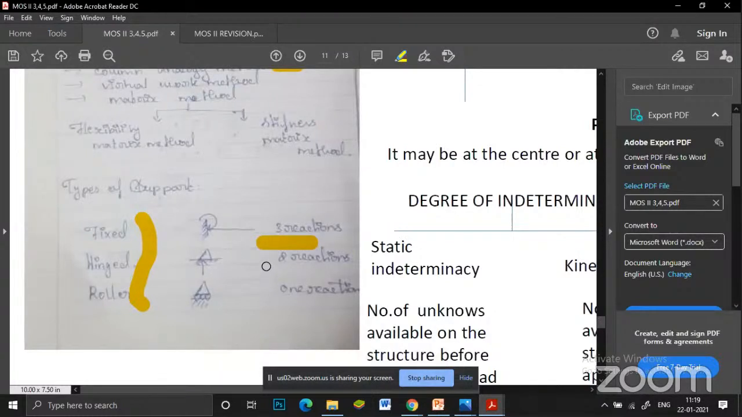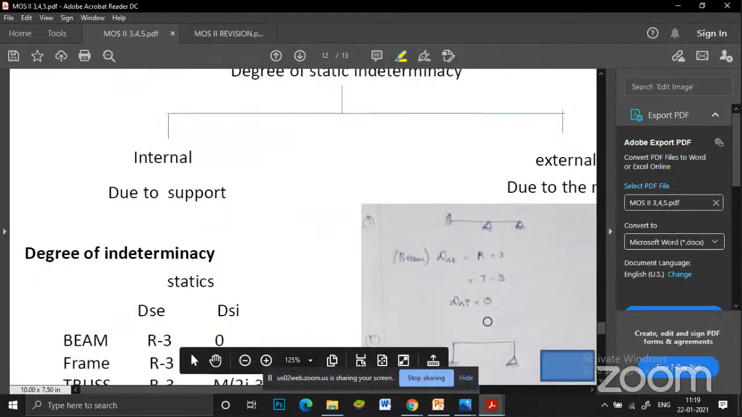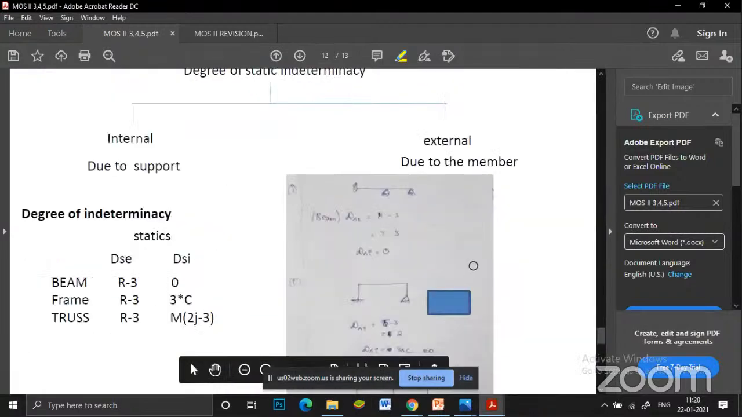Fixed has three reactions continuously, the hinge diagram will be like this, then the roller diagram will be like this. Keep in mind, don't forget this tabular column, it is very important. Okay, this is the last one.